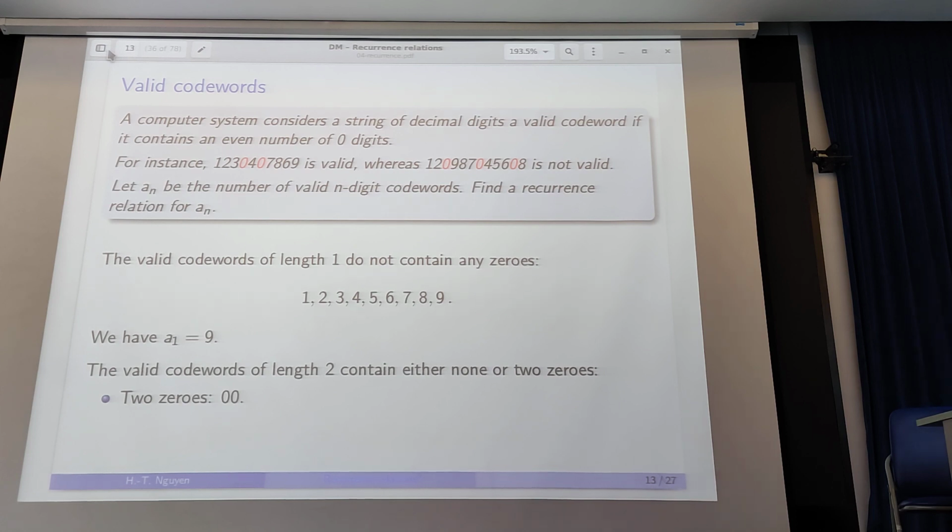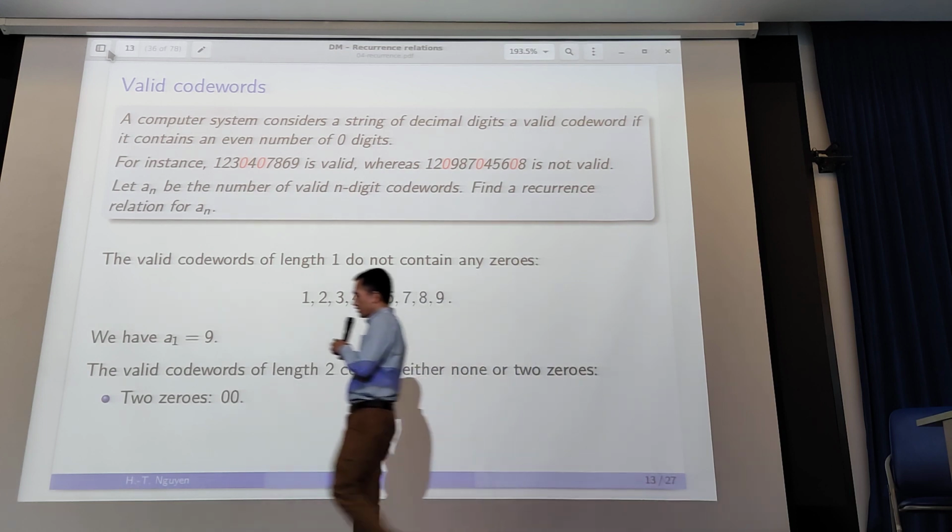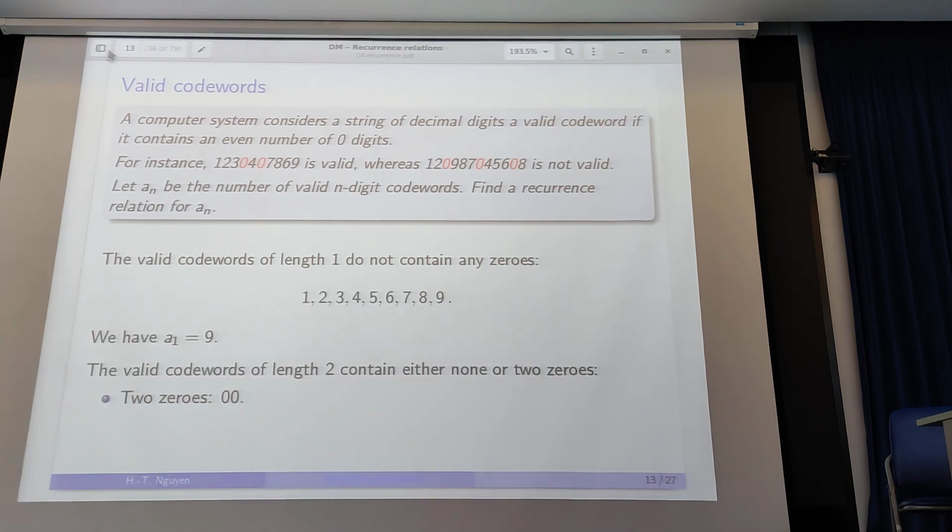If you don't have any zero, you have a code word of length 2. That means that you have 2 characters to fill. So if you don't have zeros, that means that the first character can be any digit from 1 to 9. And the second character, the same applies. Can be any digit from 1 to 9. So you have 9 choices for the first character and 9 choices for the second character.